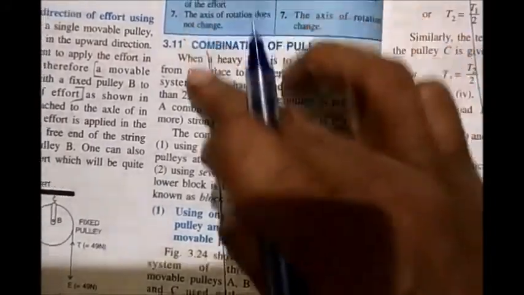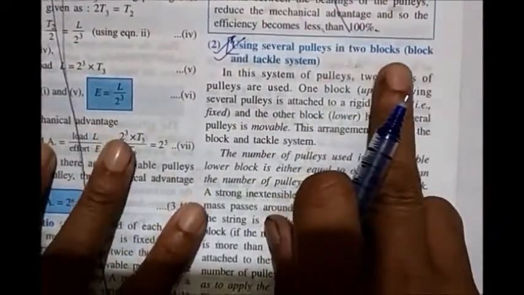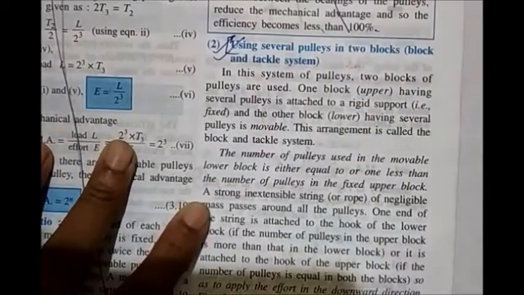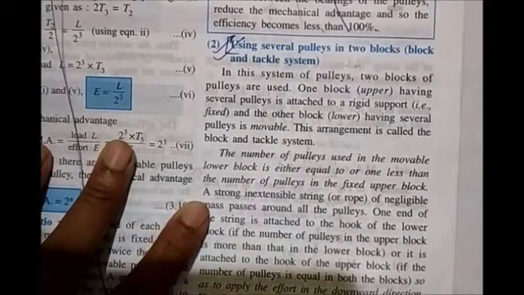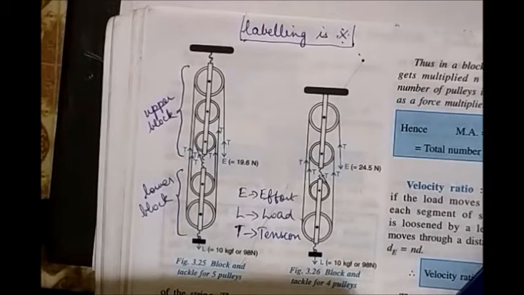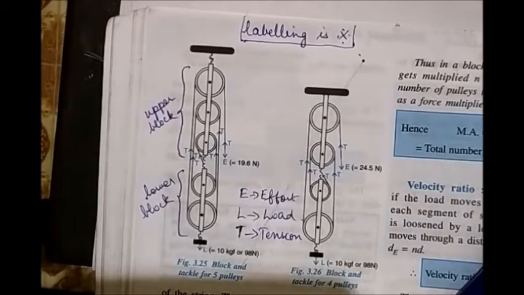We are now going to see about more than 2 pulleys. Now you can strike off this, it is not in your syllabus, and straight come here. Using several pulleys in 2 blocks, that's called block and tackle system. The next system that we are going to see is called block and tackle system. Now I'm sure in the previous video itself you learned to draw the diagrams and all. So this is almost one sure question that comes in the board exam. Even this time they had a question to draw a block and tackle system with 5 pulleys, and then there was a little numerical followed by that.